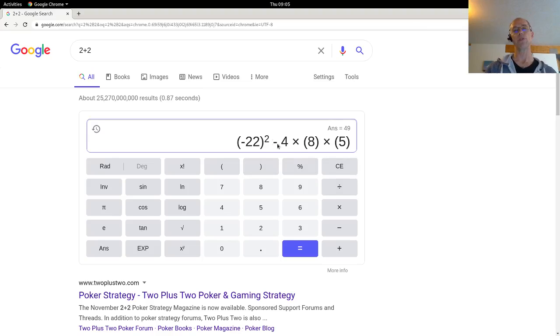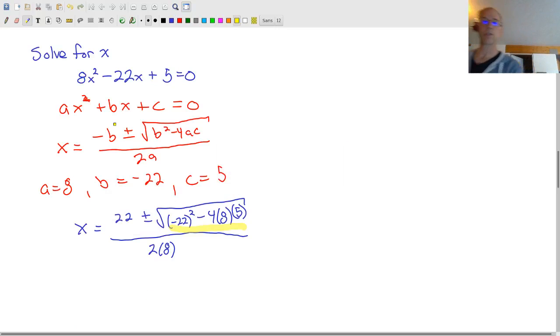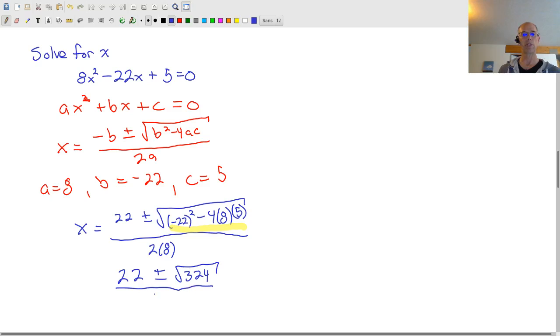Parentheses matter most for things like negative numbers and fractions. All right, so calculator says it's 324. So that's the inside of the square root. So now I have, let's get a pencil. There we go. 22 plus or minus the square root of 324, all divided by 2 times 8, or 16.